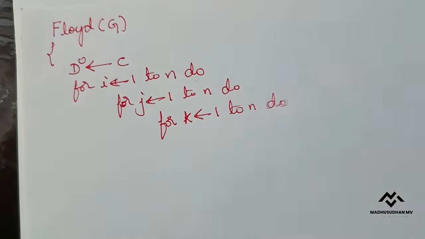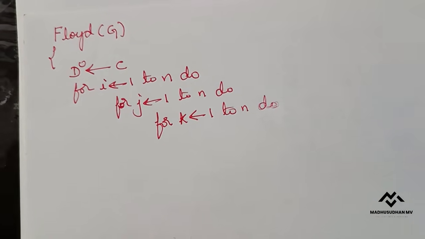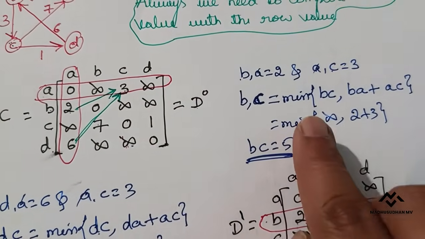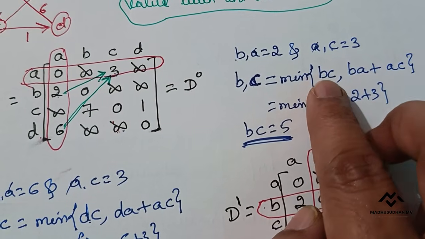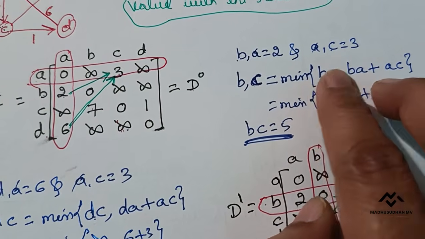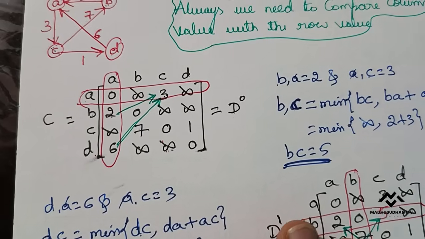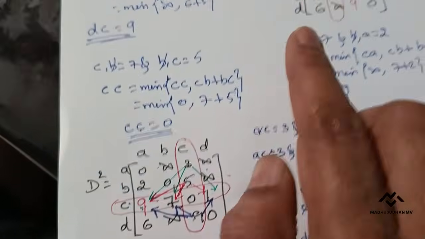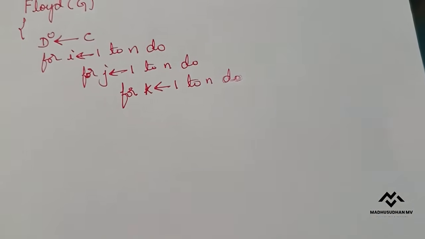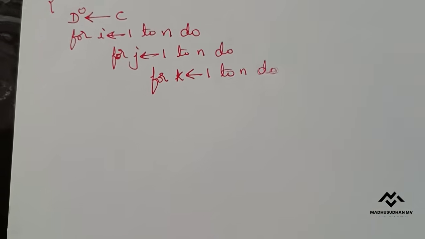Now, while solving the problem, if you observe, every time we are checking whether the edge is minimum or the path is minimum, minimum of edge comma path. That means we always constructed D to the power of 1 by using D to the power of 0, and D to the power of 2 by using D to the power of 1. Like that we are constructing one distance matrix by using the previous one.